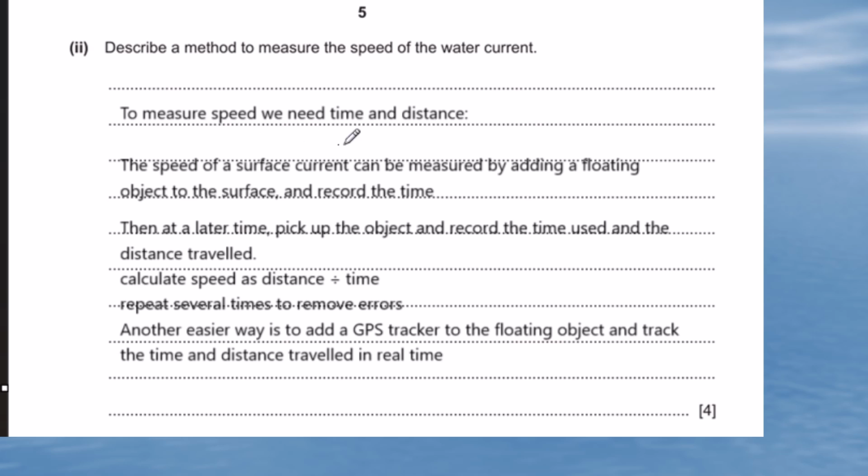To measure speed, we need time and distance. Speed of a surface current can be measured by adding a floating object to the surface and recording the time. Then at a later time, pick up the object and record the time used and the distance traveled. We can then calculate the speed as distance divided by time. Repeat several times to remove errors. Another easier way is to add a GPS tracker to the floating object and track the time and distance traveled in real time.